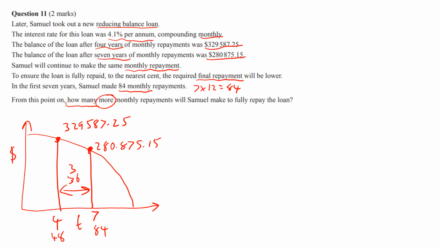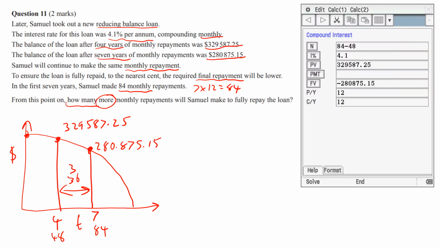So you don't know your starting point, but you can just treat the 4 years as your starting point, and then you've just gone forward 3 years. Excuse me if you can hear some cockatoo squawking there. So this is why the number of payments is 84 minus 48, which is exactly 36, because that's 3 times 12, because it's 3 years.